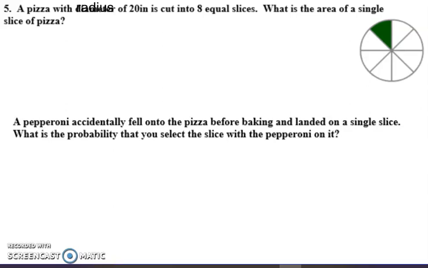So last question, right? Real world problem we're just looking at. We got a pizza, right? We got a radius of 20 inches, 8 equal slices. Okay, what's the area of a single slice of pizza?